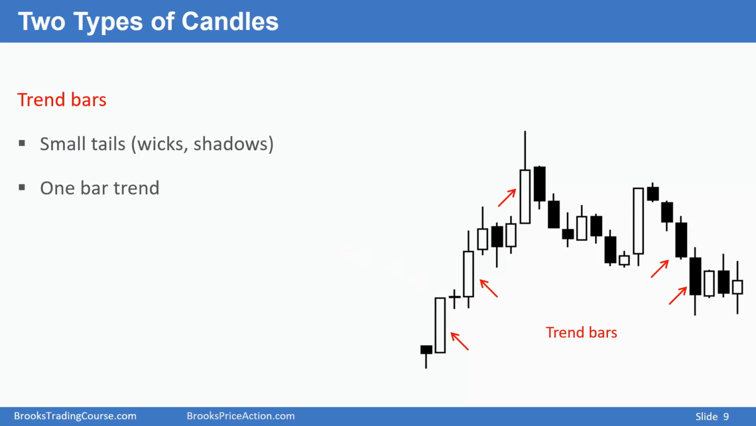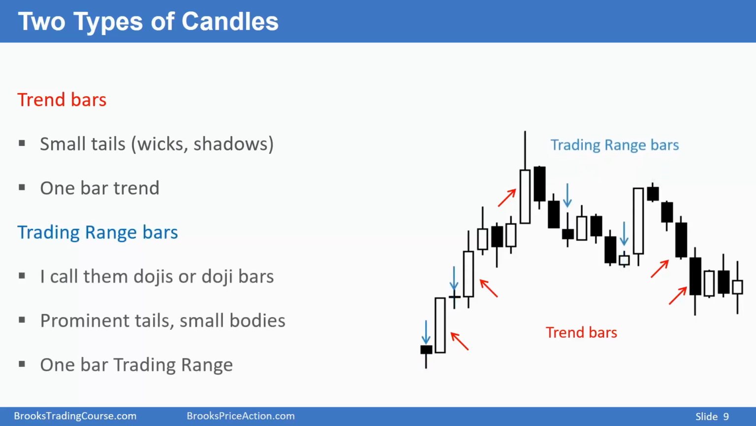In general, the strongest trend bars have relatively small tails. Sometimes they have big tails like that, but it's still a bull trend bar. It's mostly a bull trend bar. And if the tails are more prominent relative to the size of the bodies, I tend to say that's not a trend bar. It's more of a trading range bar. And I refer to trading range bars as dojis. Trading range bars in general have smaller bodies and more prominent tails.